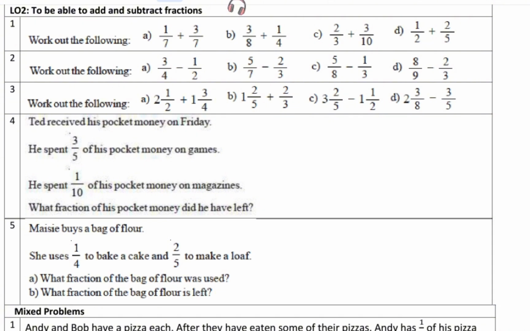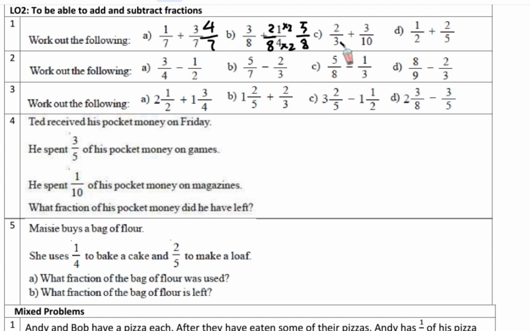Question 1. Work out the following. For fractions, whenever we are adding or subtracting, our denominator has to be the same. So for A, since they are the same, we can just directly add them together, which is 4 over 7. For B, we will need to multiply 4 by 2 and 1 by 2 so that we can get the same denominator, which is 2 over 8, and our final answer will be 5 over 8.